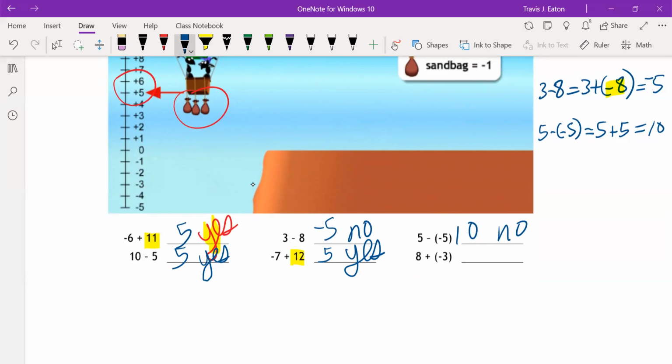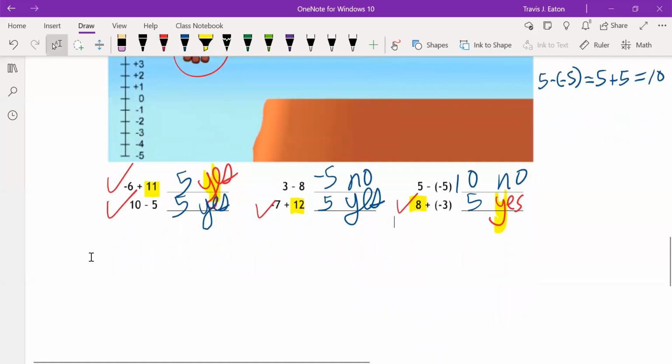And how about this last one? 8 plus -3. Again, we're adding a positive and a negative. Since the signs are not the same, one is positive, one is negative, we have to subtract. 8 minus 3 is 5. Do we have more positives? Yes, we have more positives than negatives. So our answer is positive, and that means this one is a big yes. So this one, this one, this one, and this one all equal 5, represented in all different ways.